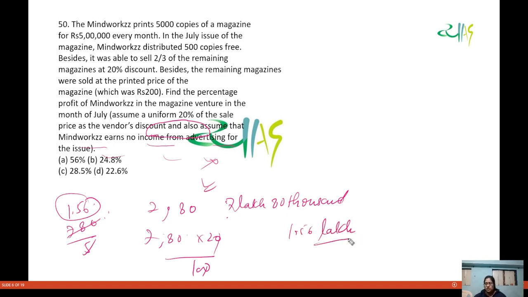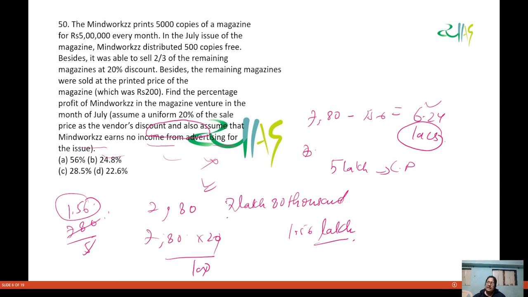This will come to be 1.56 lakh. So when we are getting this 1.56 lakh, from the 7,80,000 we'll have to subtract 1.56 lakh. So how much will that become? This will come to be, I think, 6.24 lakh. So 5 lakh was our cost price, and then our profit is how much? 1,24,000. Now see, this 1,24,000 is equal to 24.8%.